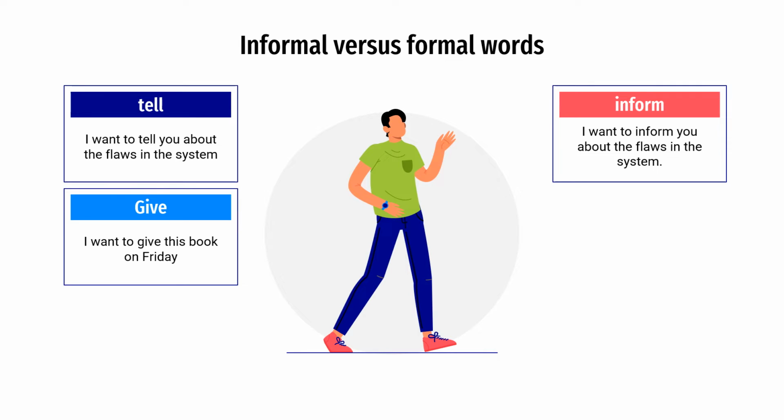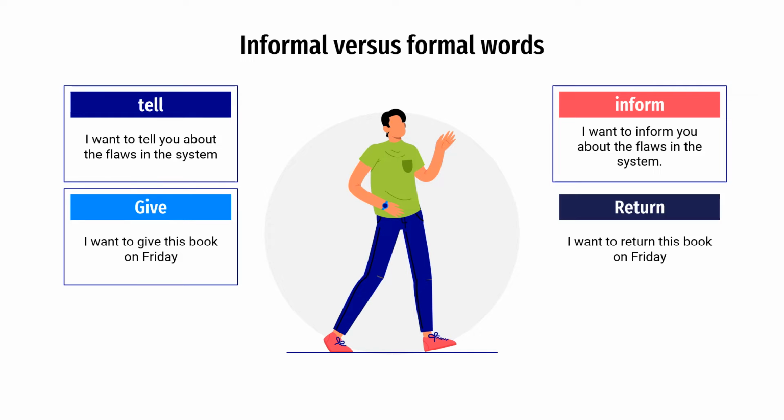The next word is give. I want to give this book on Friday, or I want to give the money back to you on Saturdays. Instead of give, you can say, I want to return this book on Friday. When you write return, this gives a formal letter a more formal outlook.